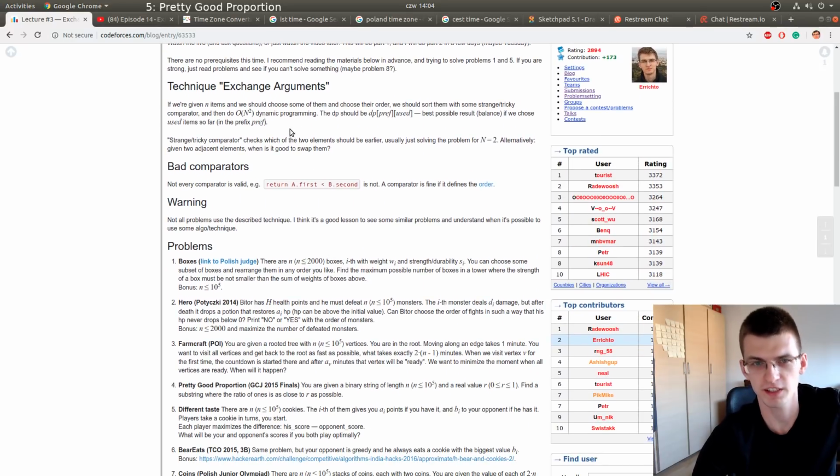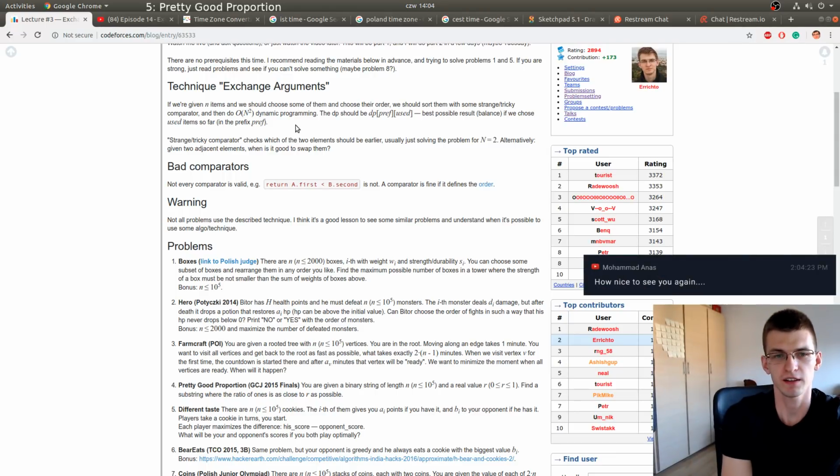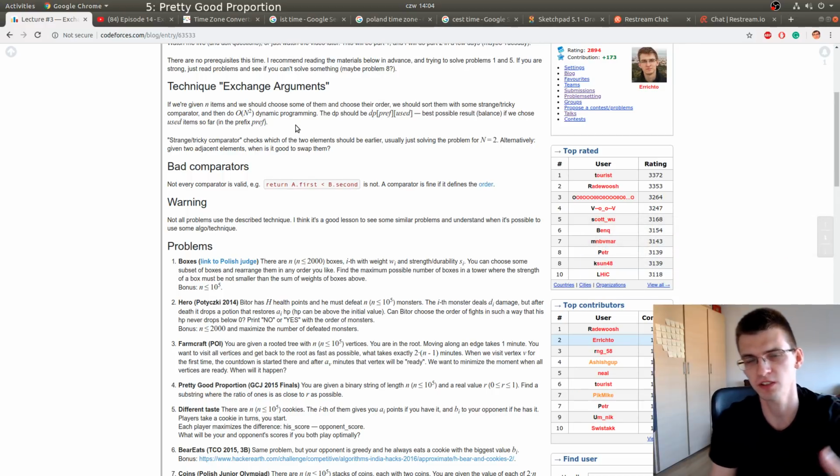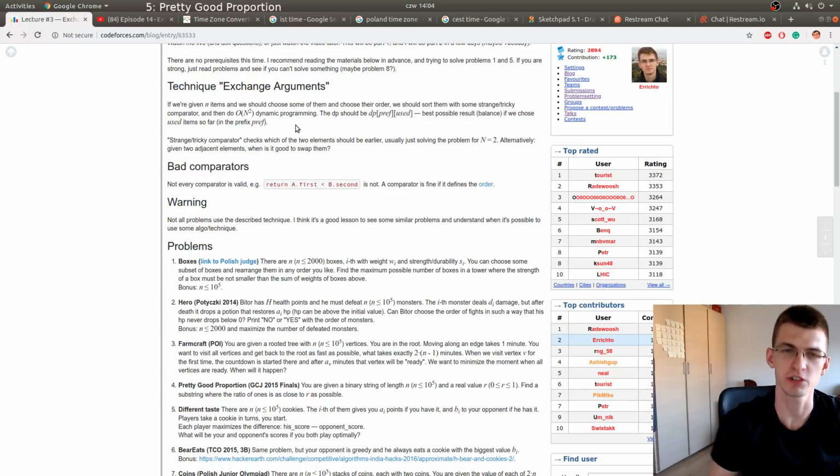And let's review the technique, the exchange arguments technique. If we are given n items and we should change their order, and possibly then to remove some items, only leave some of them, then we should think what is a good order of them, and sometimes it can be hard, and usually it's enough to solve the problem for n equal to 2. So if we are given 2 items, we should think what should be their order. And if you use this order, this comparison of 2 elements in order to find which one should be earlier, we can use it to order the elements and then apply the dynamic programming to know what is the biggest possible number of items.